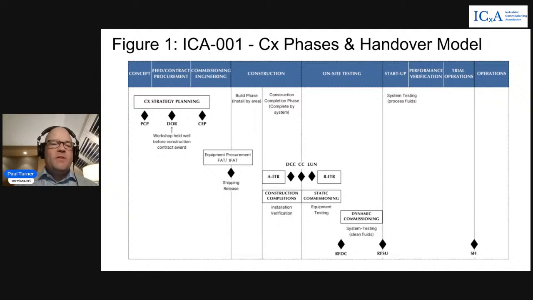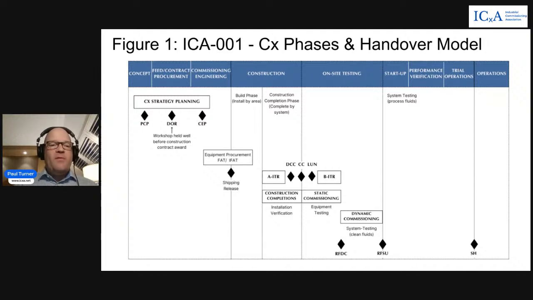And you can see it starts here on the left through project concept phase, through all the different phases of projects, and goes through to operations at the end of the project. So we'll go through each of these in a little bit of detail. The first thing that needs to be happening at the beginning of projects is our commissioning strategy planning.